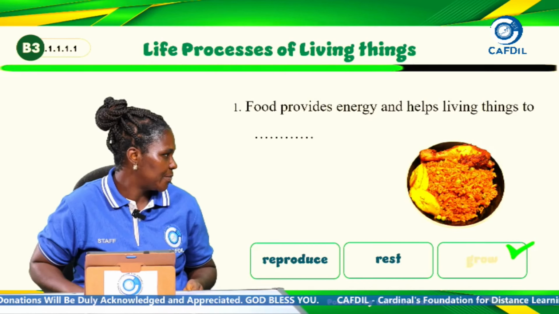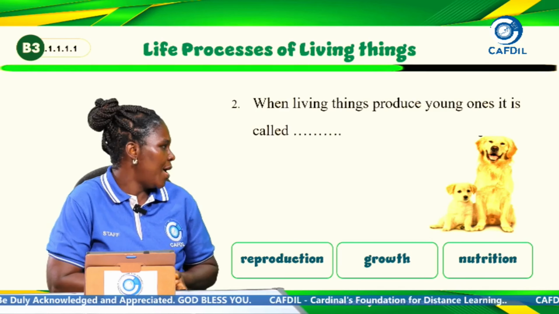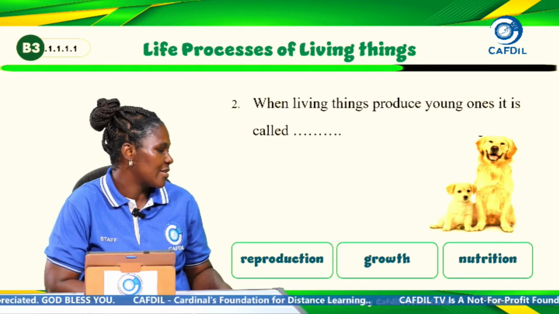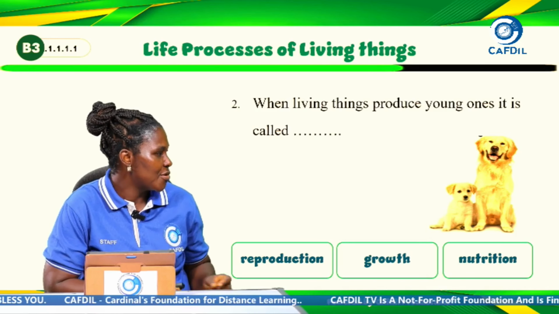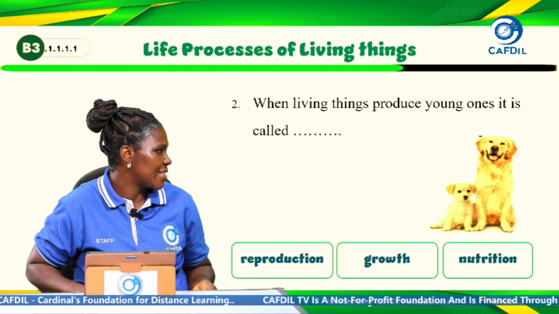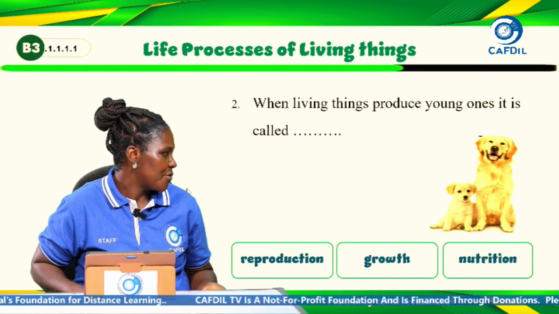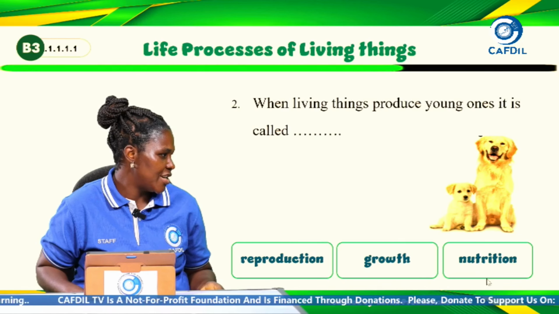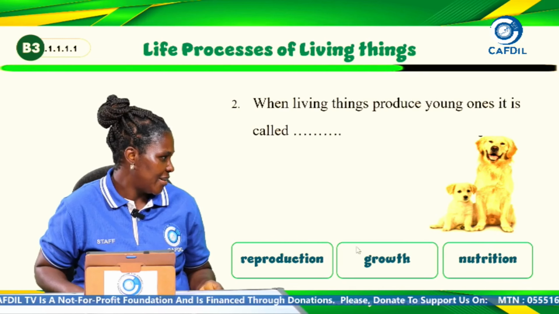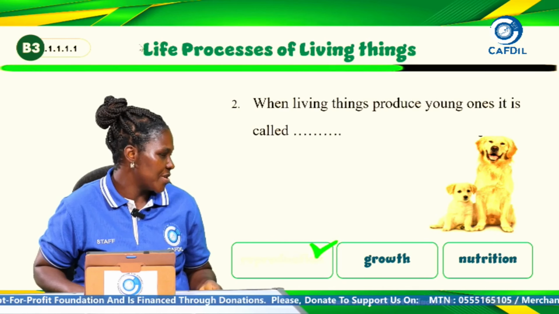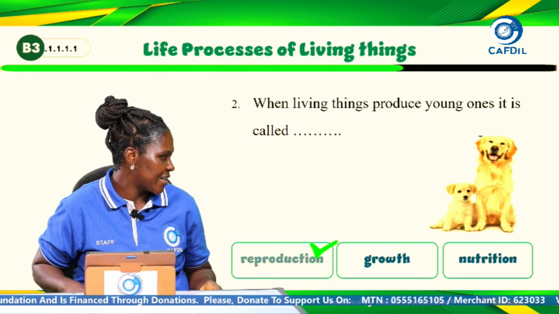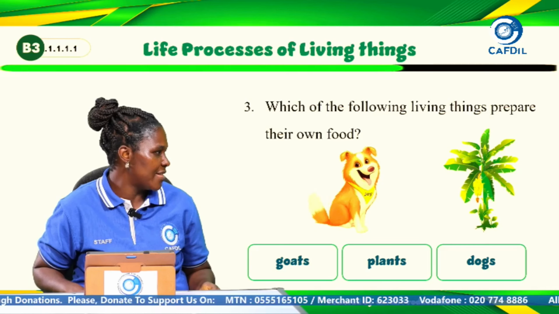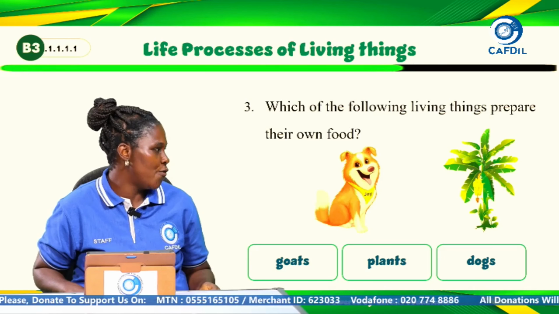Number 2. When living things produce young ones, it is called dash. Reproduction, growth, or nutrition. Say reproduction. Reproduction. Good.